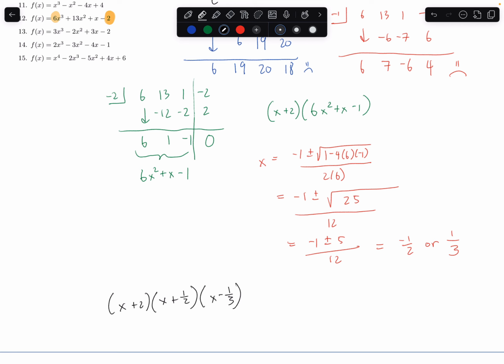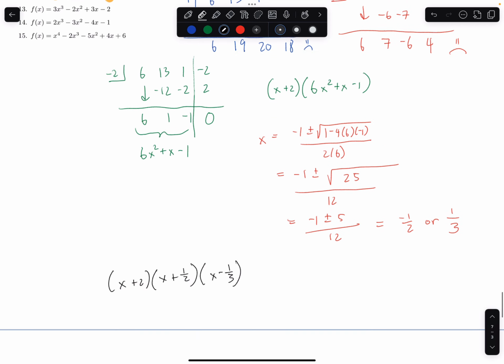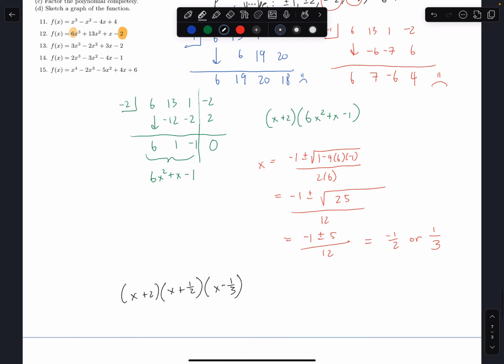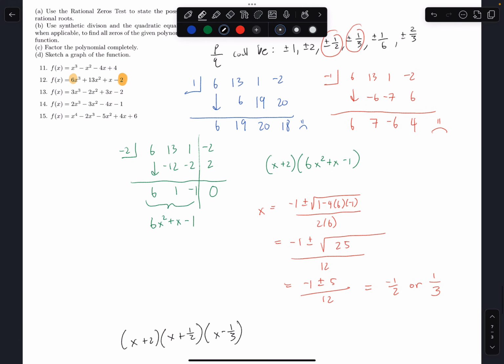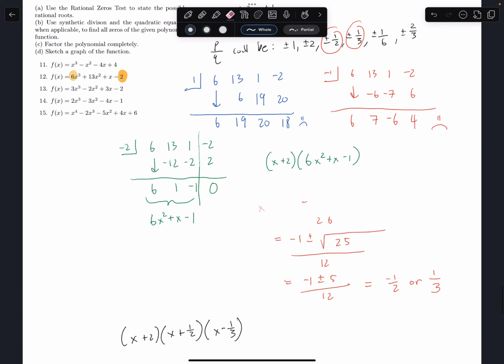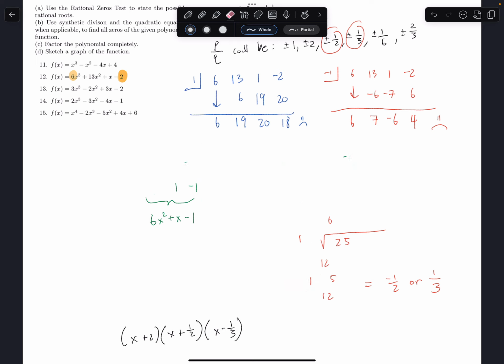Okay, so that's the full factored form. And then sketch a quick graph. So I'm gonna make myself some space to graph it here. I'm gonna erase that work I did earlier, erase some of this work here. To graph, all I really need are the roots. The factored form is enough for me to graph with.